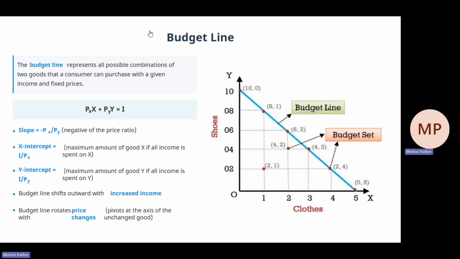The budget line represents all possible combinations of these two goods that a consumer can purchase with a given income at fixed prices. Okay, so here again, you will always have your two products. You'll notice that we are setting you up to be able to combine all of the graphs that we have covered previously. We'll take a look at that in a little bit more detail later.